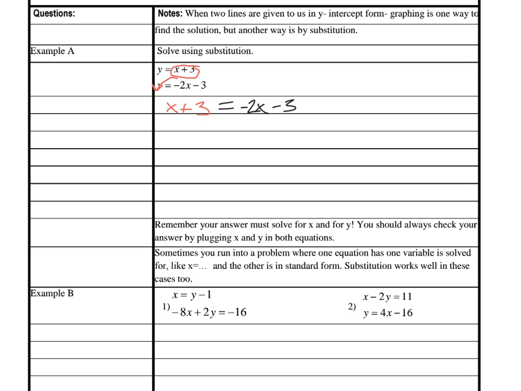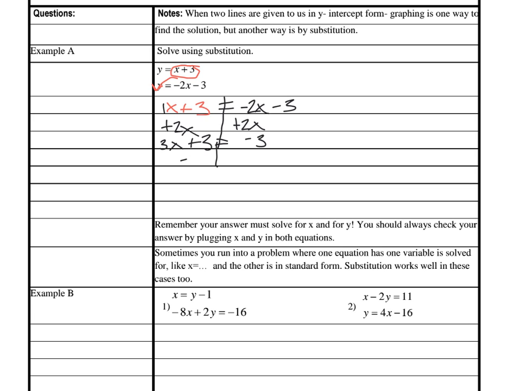I'm going to balance and solve. So I'm going to start by getting all of my x's on the same side. So I'm going to add 2x to both sides. So then 2x plus this 1x right here is 3x. I still have a plus 3. That equals negative 3. Because my negative 2x plus 2x is 0, so I'm left with 0 minus 3, which is the same thing as negative 3.